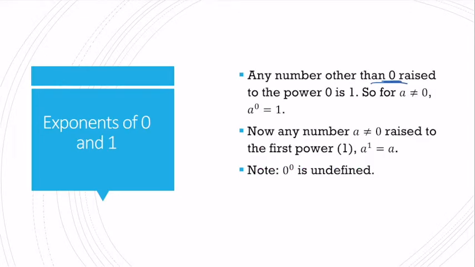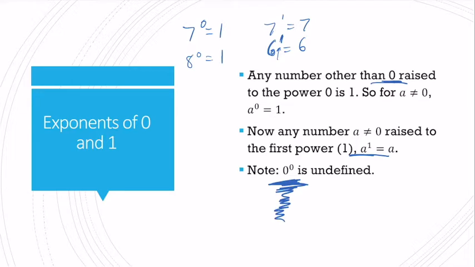Any number other than 0 raised to the 0 power is 1. So if I have 7 to the 0, that's 1. If I have 8 to the 0, that's 1. Note that any number raised to the first power is just itself. 7 to the first power is 7. 6 to the first power is 6. That's just saying 6 multiplied by itself once. It's important to note that 0 to the 0 power is undefined. That's something you're just going to have to memorize.